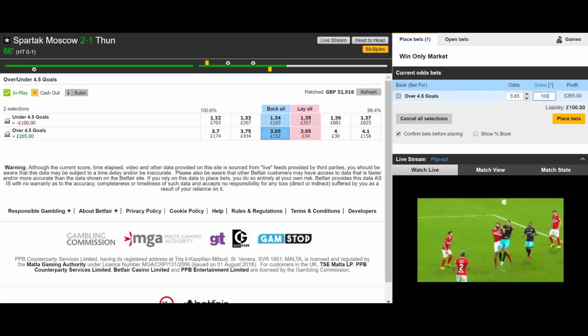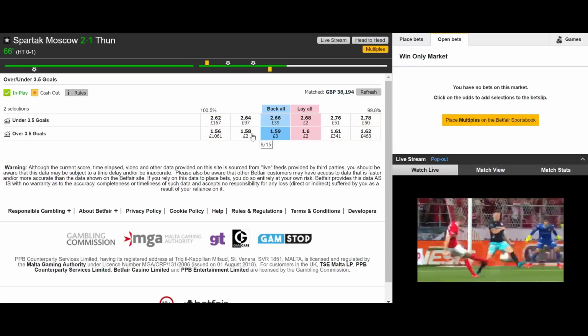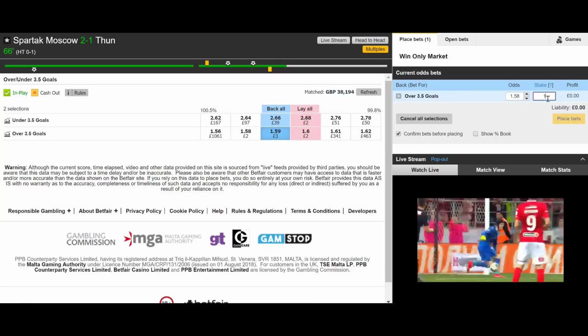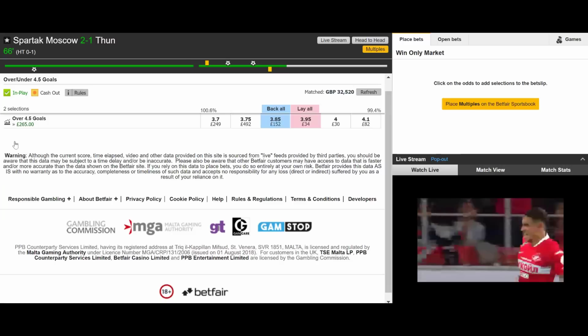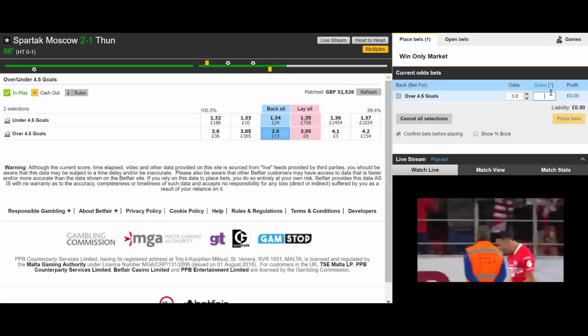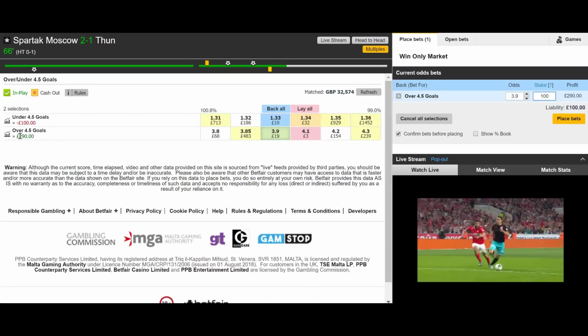Now, if you did think there was going to be a goal in this match and it was going to come pretty soon, yeah, you could go in on this 3.5 market, which gives you a limited amount of profit potential, the £58. But if you went in on this market, and the price is rising and rising and rising, it gives you a much higher profit potential.